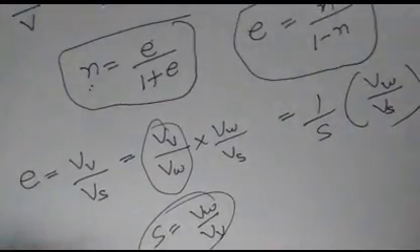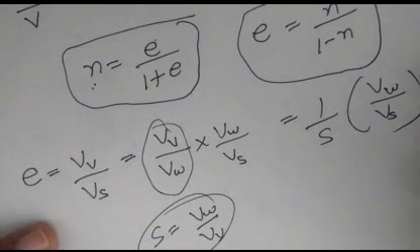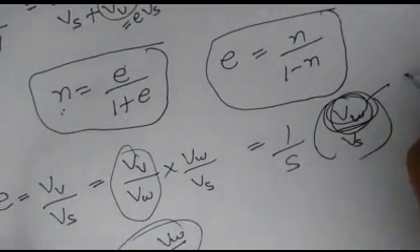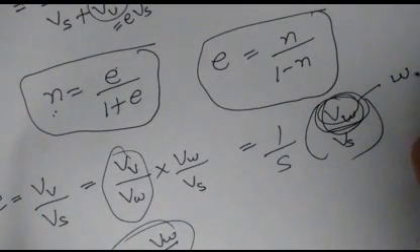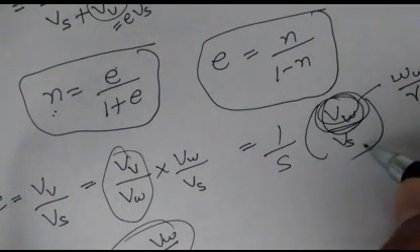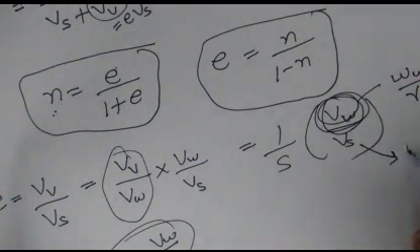Now I can convert this volume of water into weight of water if I divide it by density. This volume of water can be converted to weight of water by density of water. I will get volume of water. Similarly, in the denominator also, weight of solids by density of solids. It will give me this thing.